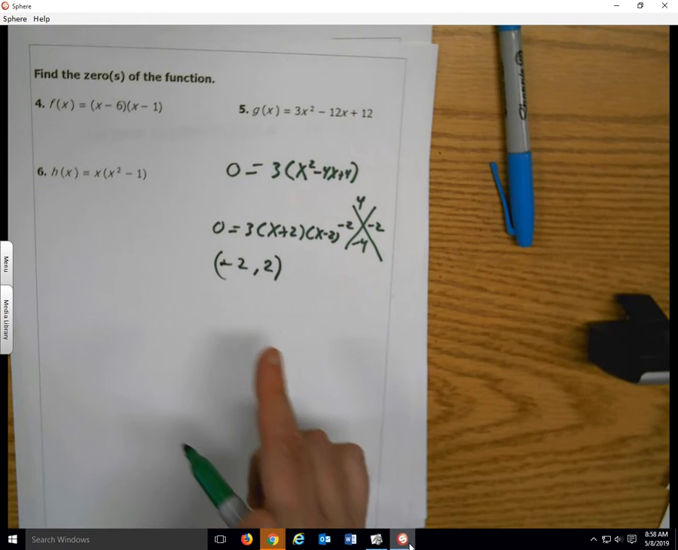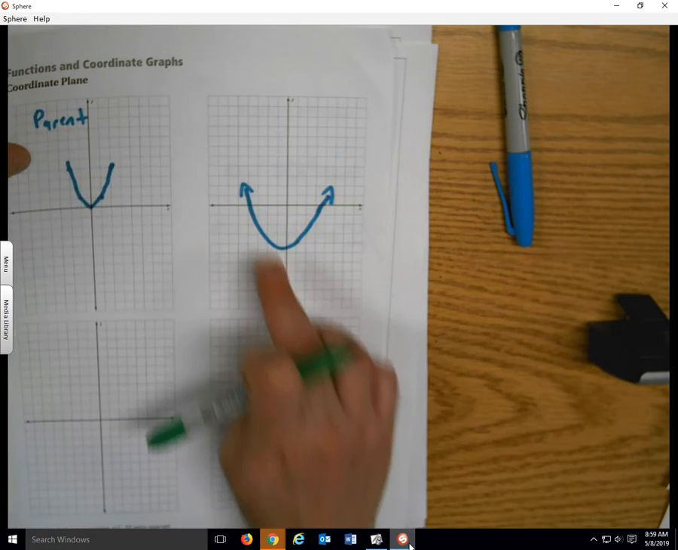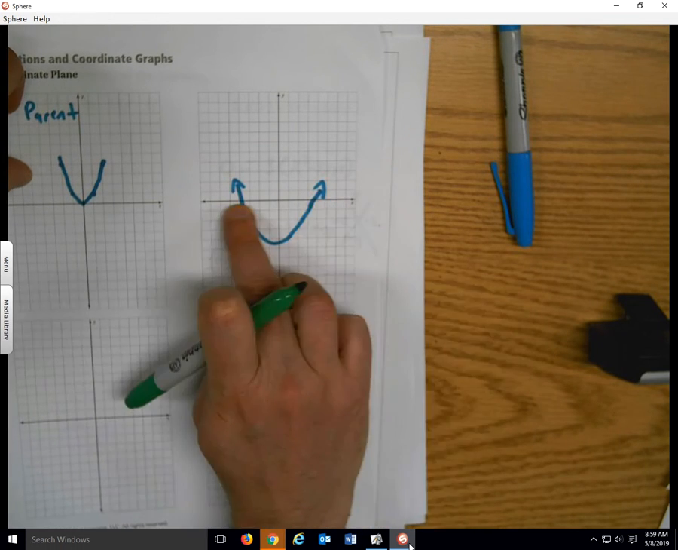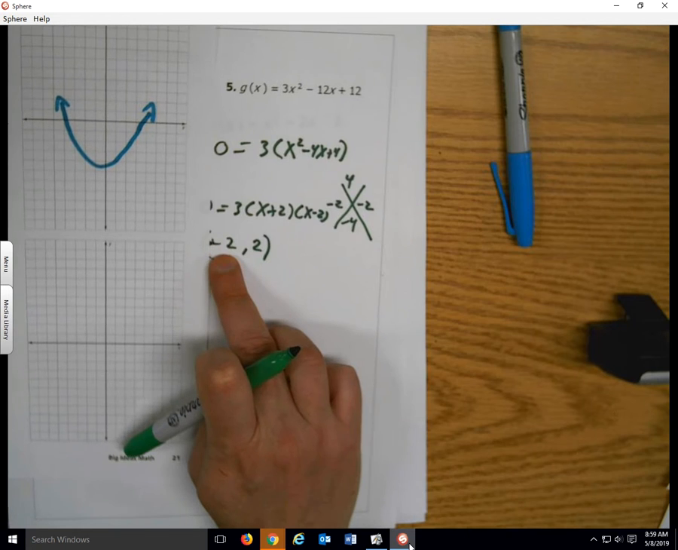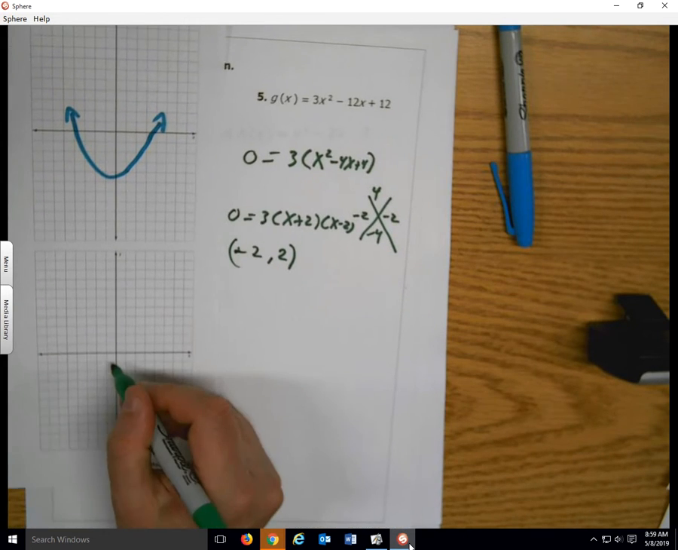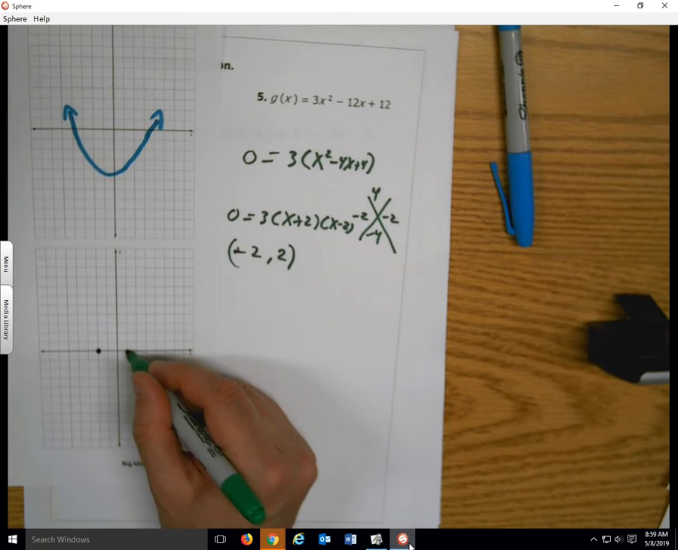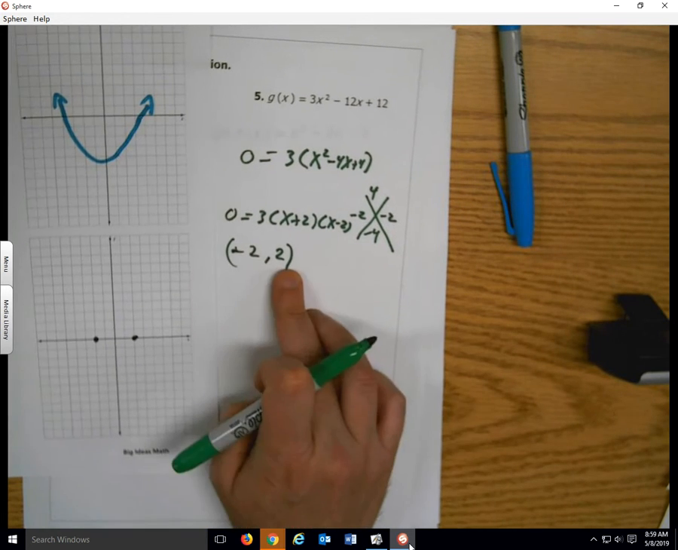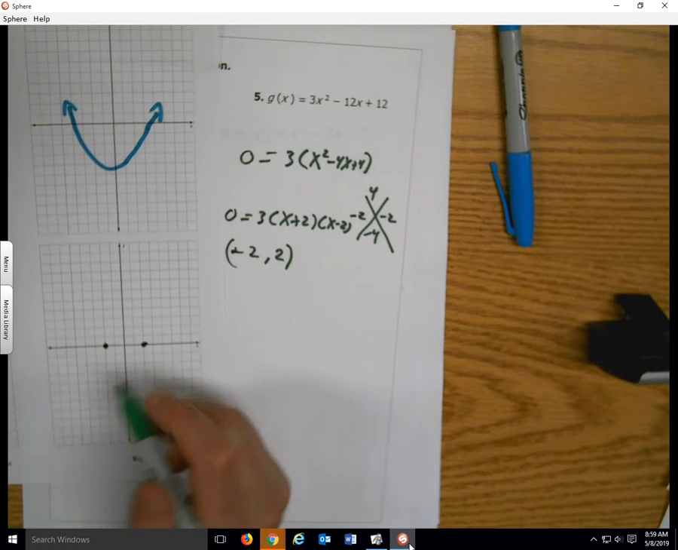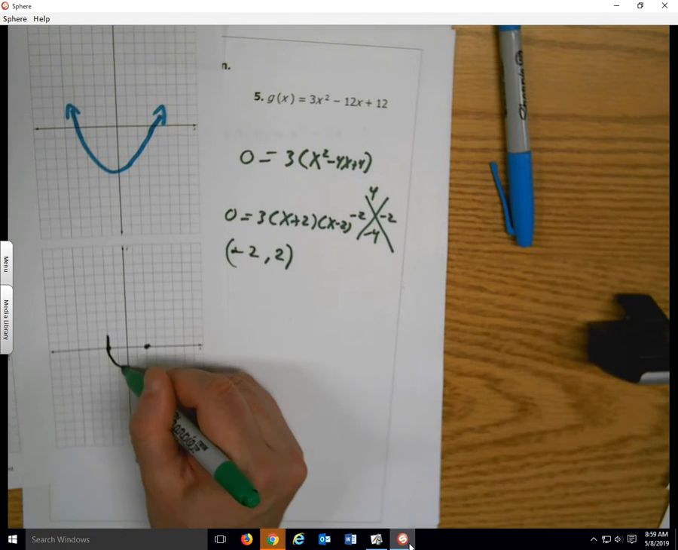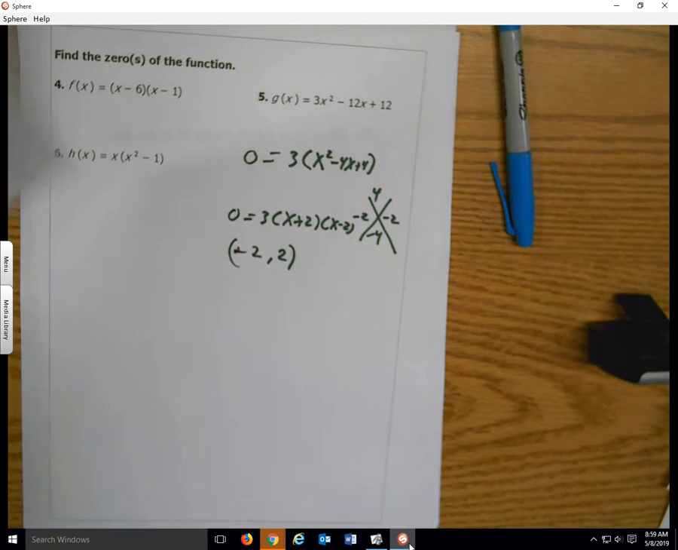So remember what I'm saying here is that if I were to graph this one, where it hits on this axis would be a negative 2, 1, 2, and a positive 2, 1, 2. That's the zeros again, the same thing as the x-intercept. It's where the parabola is hitting the graph at those points.